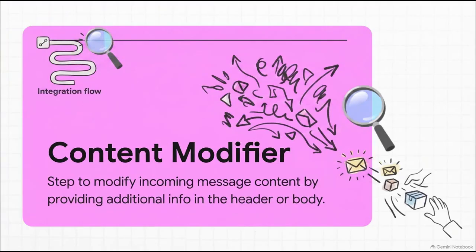Moving on to Section 2, meet the Content Modifier, your surgical data tool. To handle all that complex data manipulation, we have to zoom way down into a single integration flow, and right at the core, we find the Content Modifier. By definition, this is a step used to modify the content of an incoming message by providing additional info in the header or the body. Basically, it's your go-to tool to actively reshape a message as it moves. When a message hits this exact step, you have the absolute power to change it before it continues its journey.